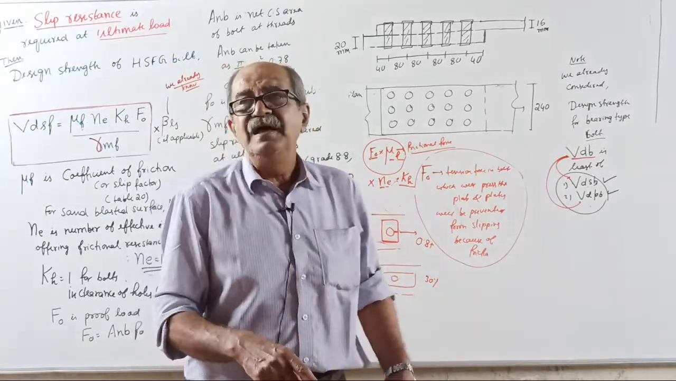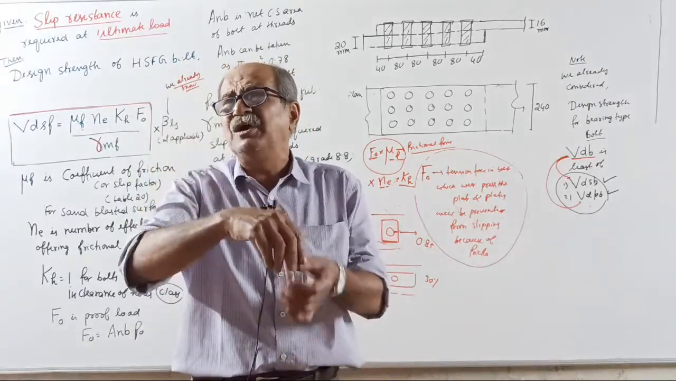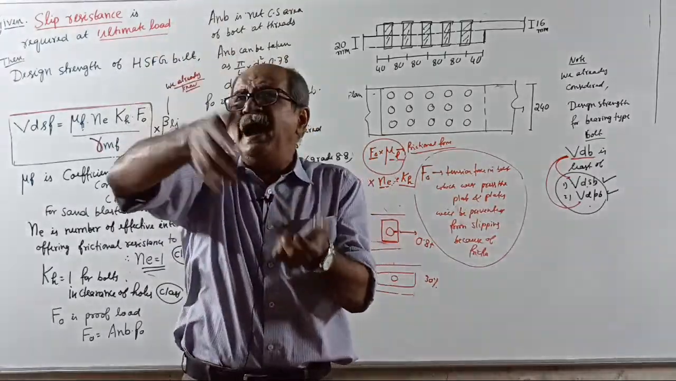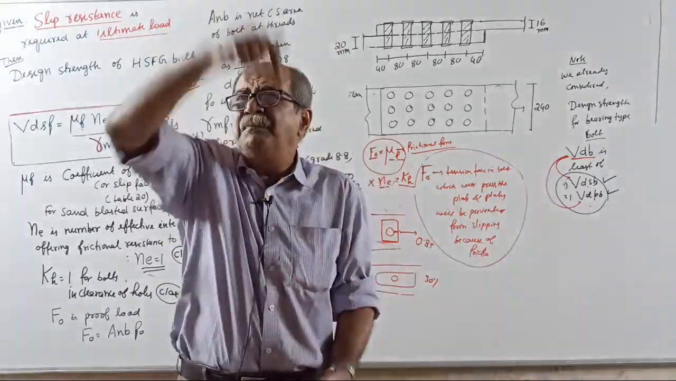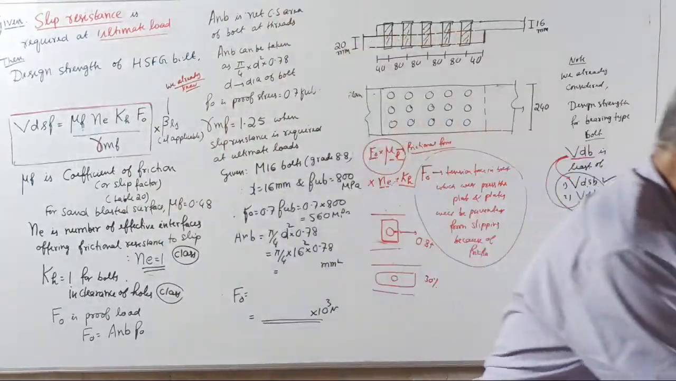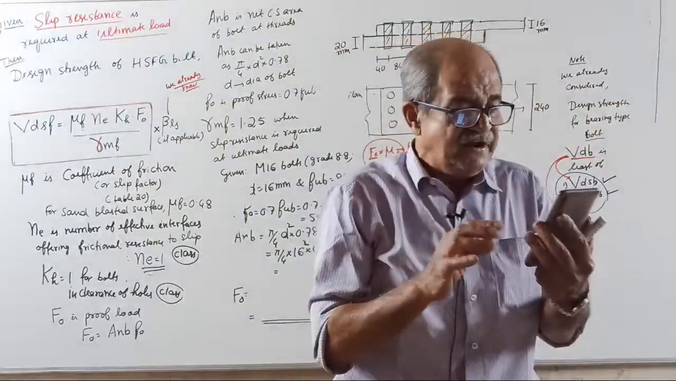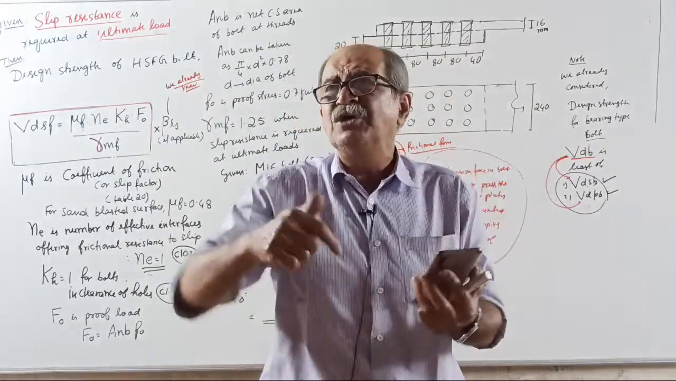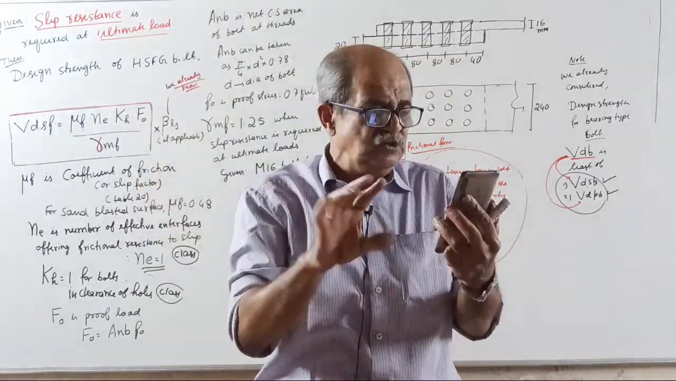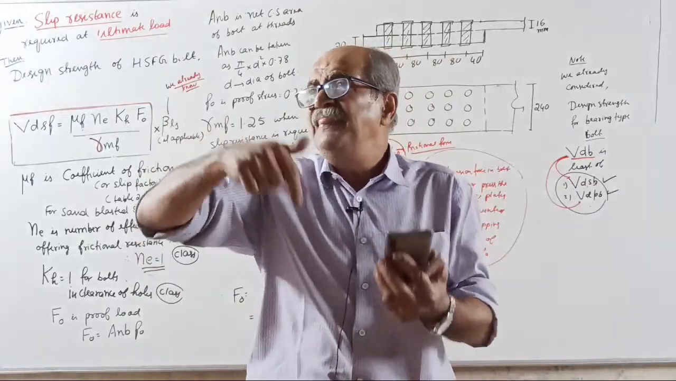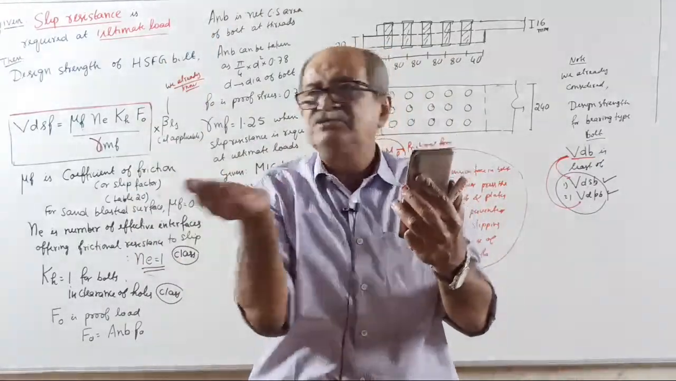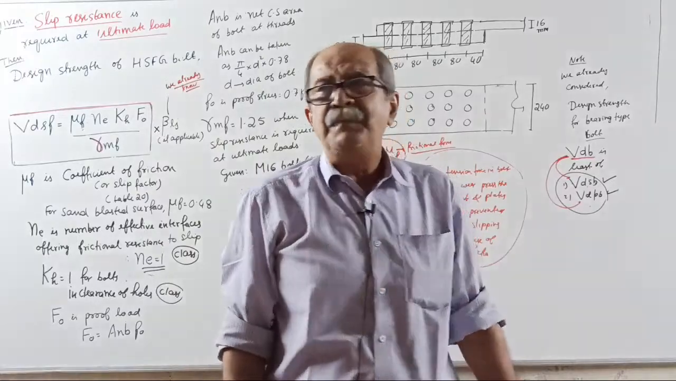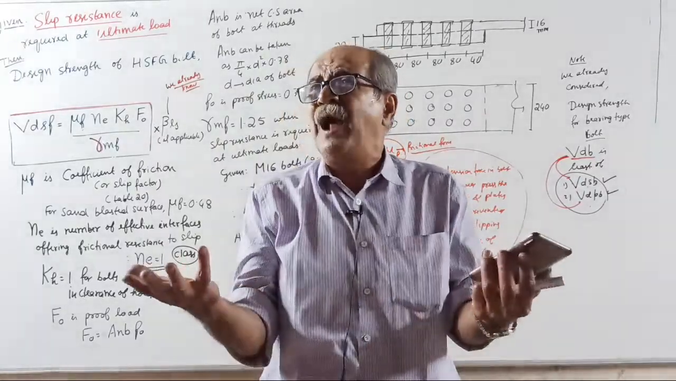But here, grip length is not considered because the plates are pressed. Length of bolt will not be counted. Clear? Here grip length is not counted because the length of the bolt has no effect. There, if the length of the bolt is more, there is a chance of bending of the bolt. And packing plate, if it is there, no problem here.